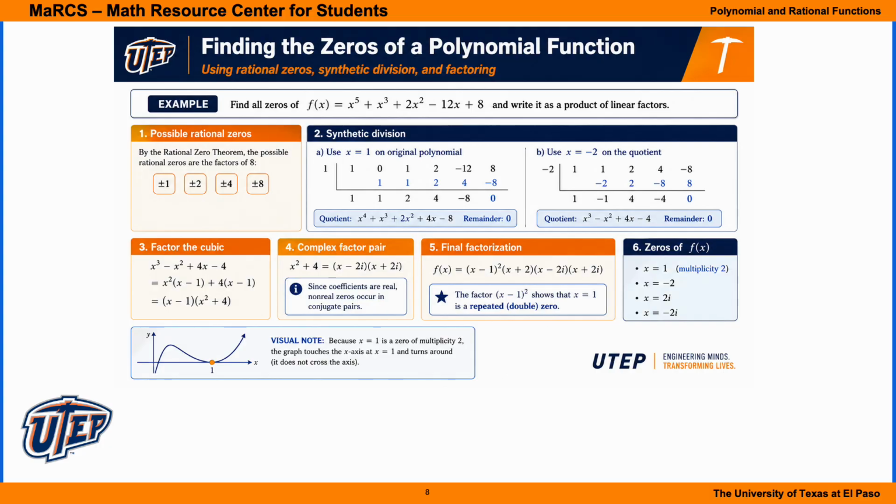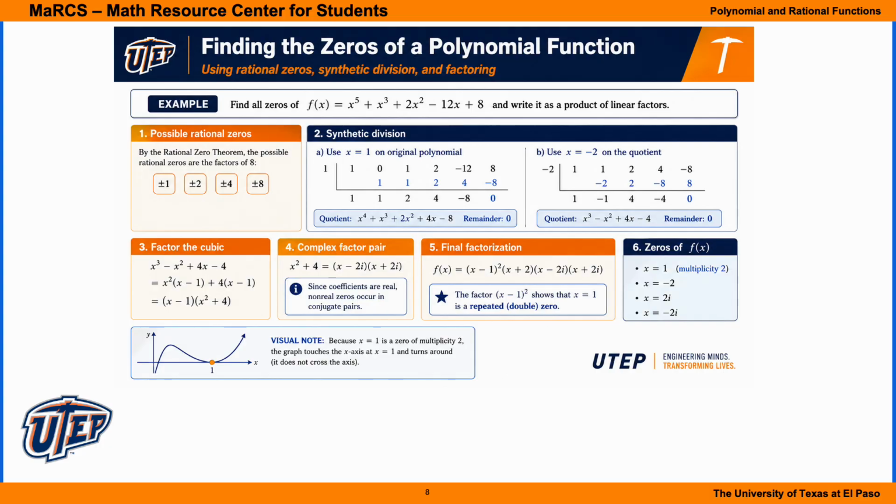So now we can factor that quotient by grouping. So we do x squared times x minus 1 plus 4 times x minus 1. Since we have an x minus 1 in common, we can group those, so it'll be x minus 1 times x squared plus 4. So we see that the complex factor pair comes from x squared plus 4. That can be further factored into x minus 2i times x plus 2i.